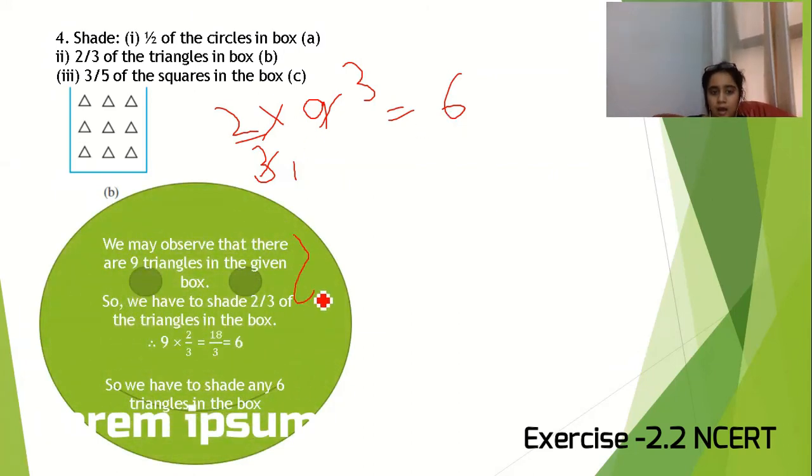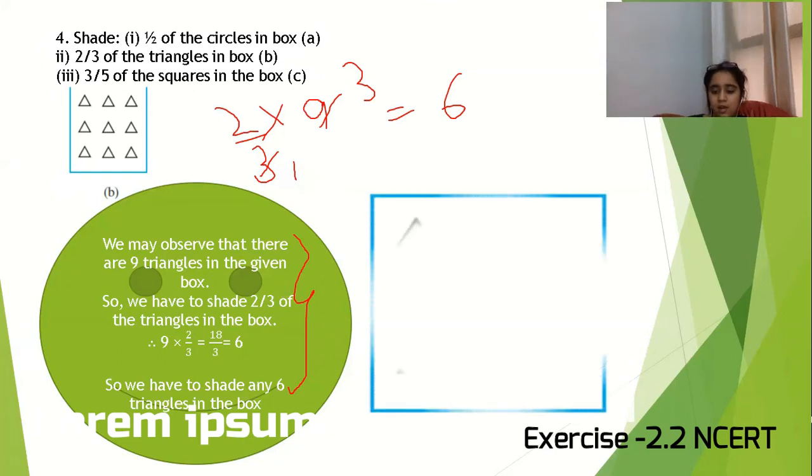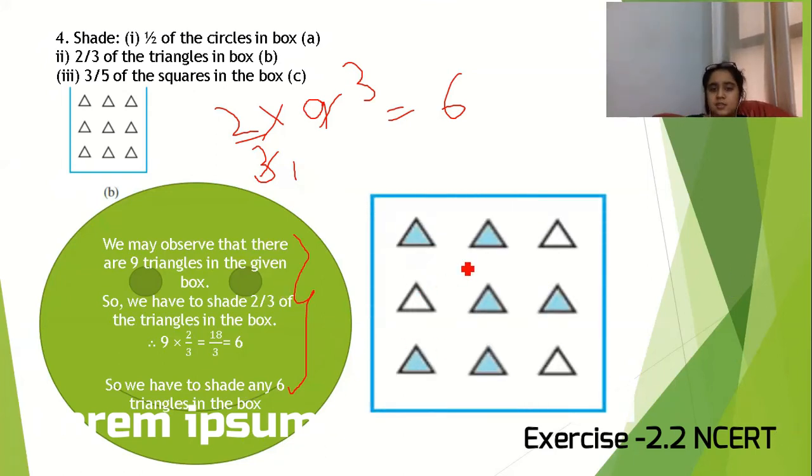I have just written down all of this, and you have to mention all these statements. So we have to shade 6 triangles, but there is no restriction. You can shade any 6 triangles.